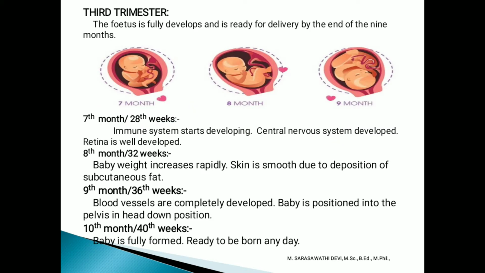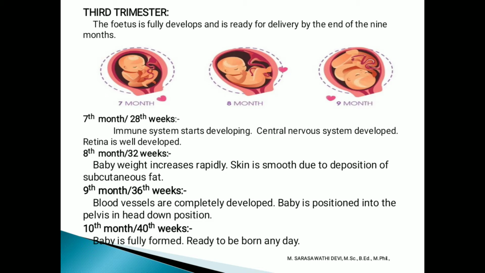Third trimester: the fetus is fully developed and ready for delivery by the end of the ninth month. Seventh month or 28th week: the human system starts developing, the central nervous system develops, and the retina is well developed. Eighth month or 32 weeks: baby weight increases rapidly, and the skin is smooth due to the deposition of subcutaneous fat.